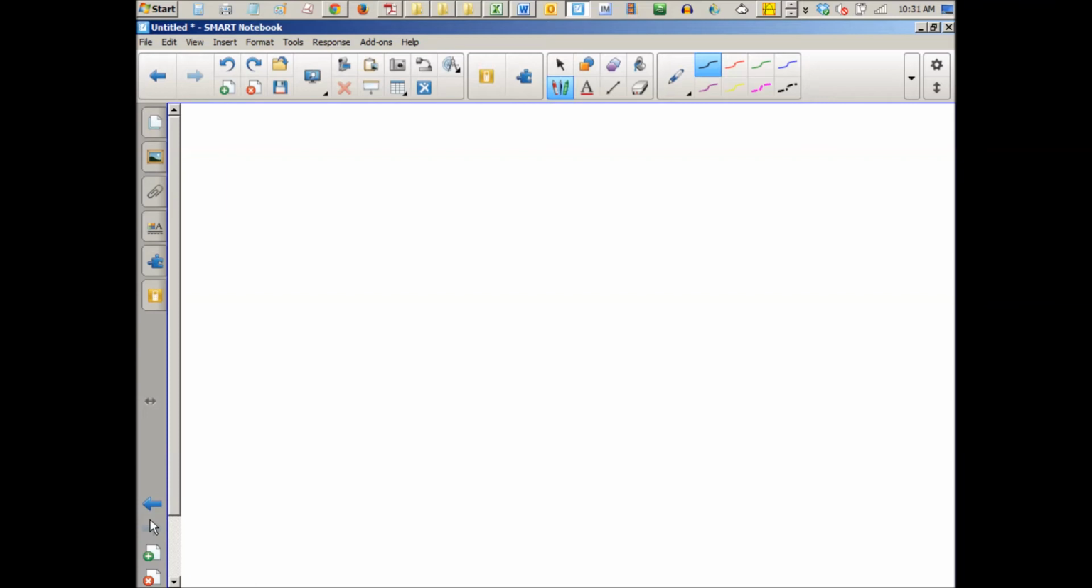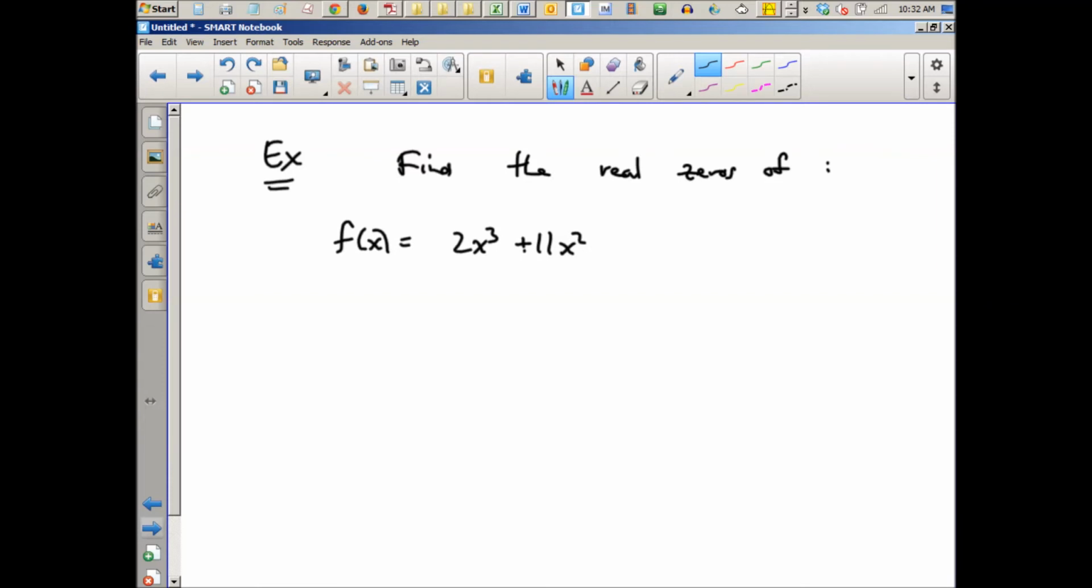So let's go ahead and try a different problem. Let's say that you're given this problem here. Find the real zeros of f of x equals 2x cubed plus 11x squared plus 7x minus 6. Wait, no, I want to use a plus there: 2x cubed plus 11x squared minus 7x minus 6.